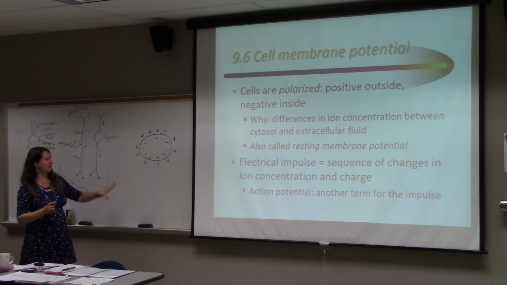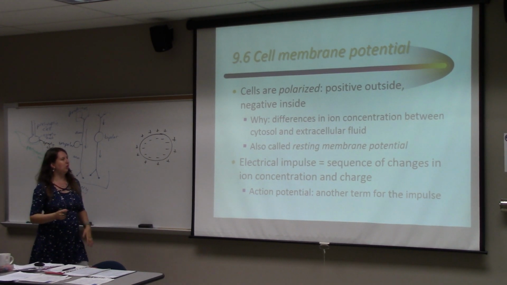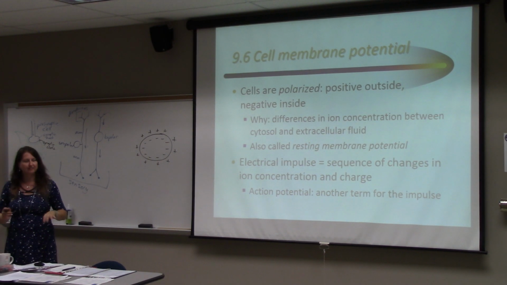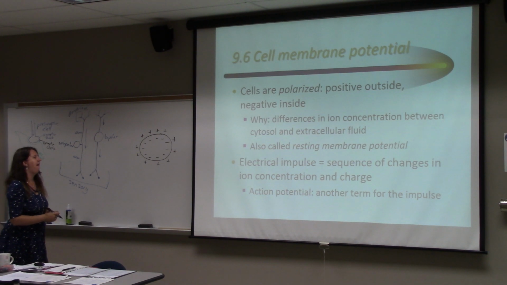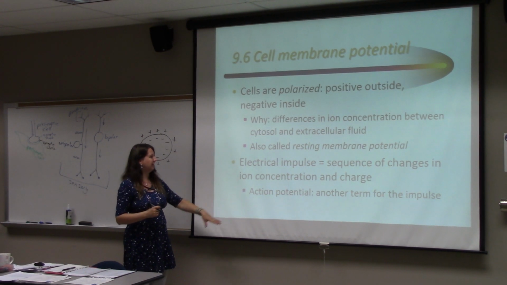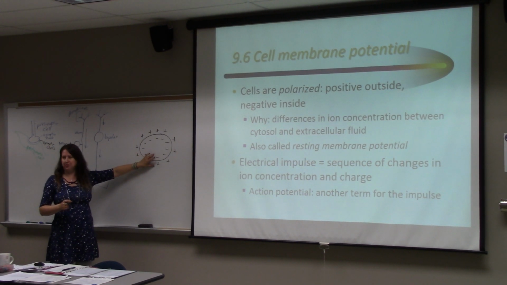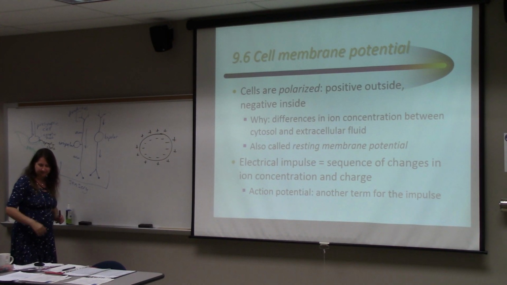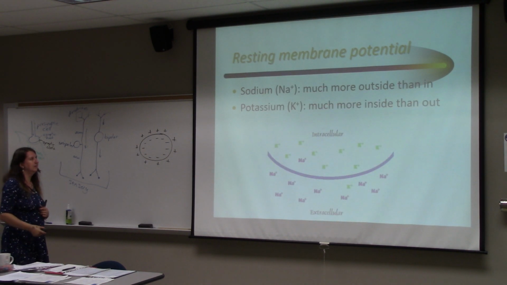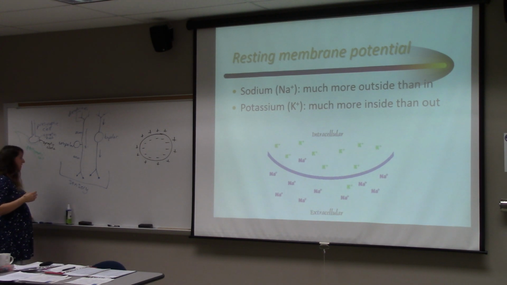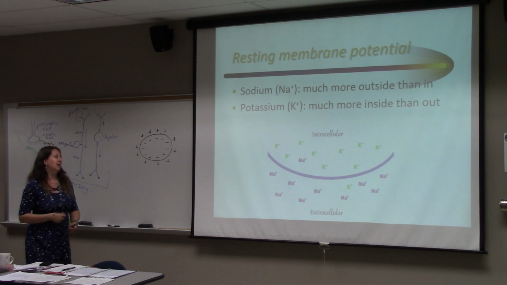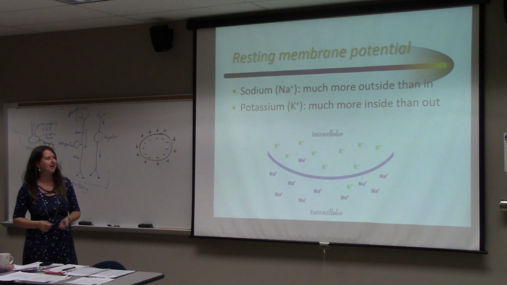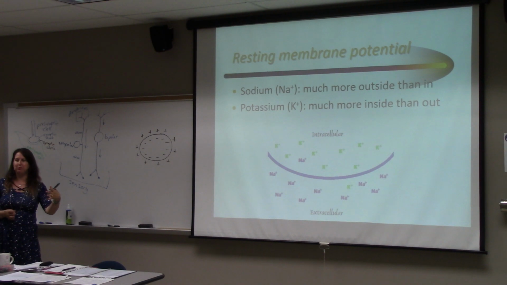So when the cell has this difference, it's called polarization or resting membrane potential, because that difference is there when the cell's not even doing it. Our electrical impulse or action potential comes from letting ions move to change these charges. The most important ions in membrane potential are sodium and potassium. This is where you'll have to start recognizing their symbols. Na for sodium, K for potassium. The little plus is there to indicate that they've given up one electron, they're positive.